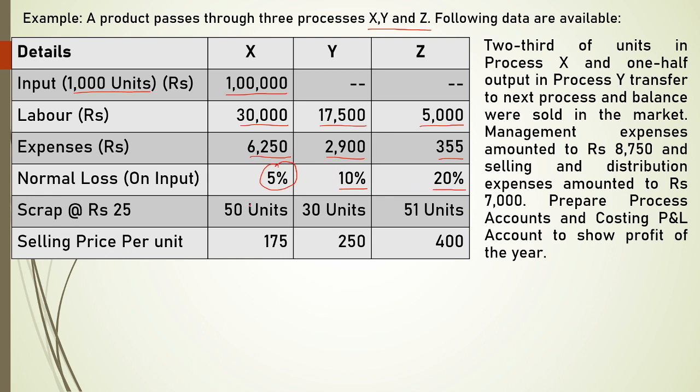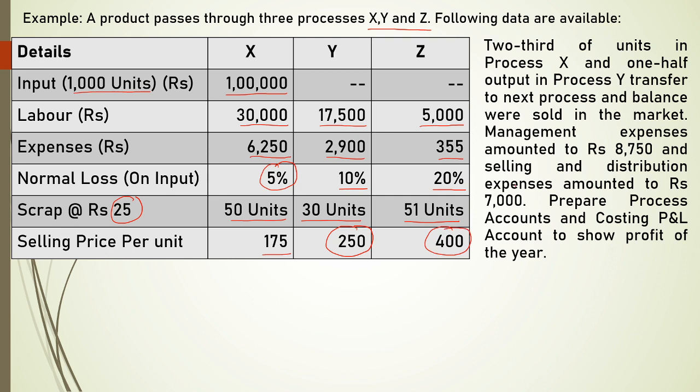The scrap in process X is 50 units, in process Y 30 units and in process Z 51 units, and these scraps are sold out in the market at the price of rupees 25 per unit. Now the part of output which is sold in the market after process X has a selling price of 175 rupees per unit. The part of output sold after process Y is at the selling price of rupees 250, and the whole part which is sold out after process Z is at the selling price of rupees 400 per unit.